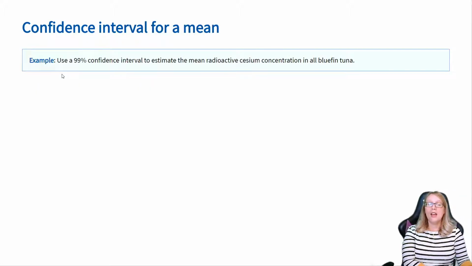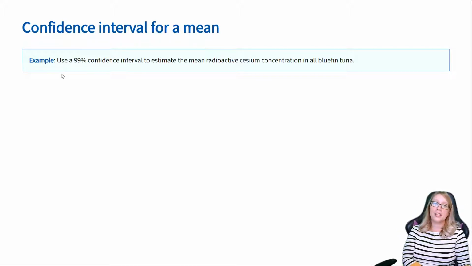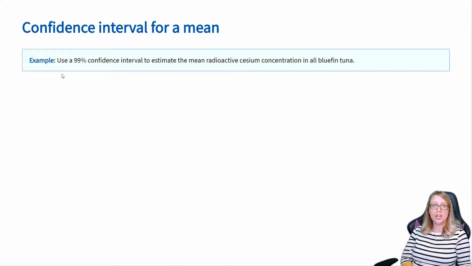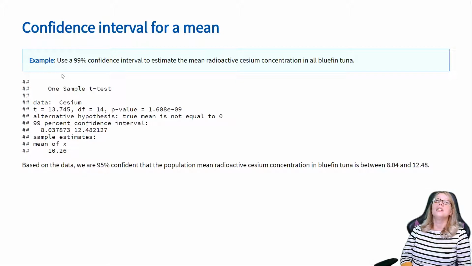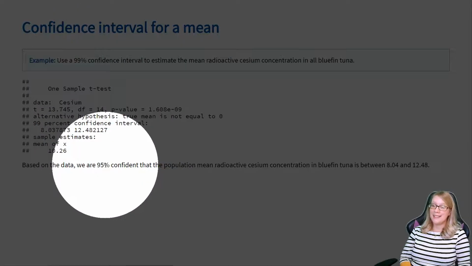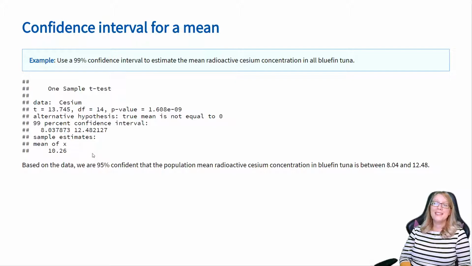Now finally, if we would like to do something like use a 95% confidence interval to estimate the mean radioactive cesium concentration in all bluefin tuna, we would use that t.test function. Think about how you might write this at home. Here is what the output looks like. Unfortunately, there's a typo here, so this should be 99% confident down below. Based on the data, we are 99% confident that the population mean radioactive cesium concentration in bluefin tuna is between 8.4 and 12.48 becquerel per kilogram, so significantly higher than pre-Fukushima levels.